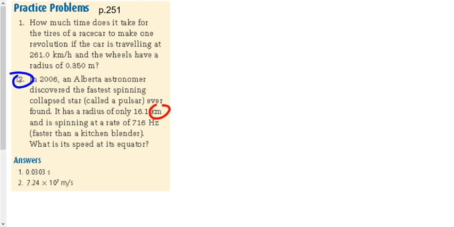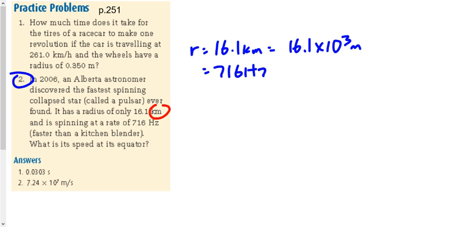All right, we know that the radius is 16.1 kilometers. We can convert that to meters. We can either say, just add 3 decimal places, or we can say 16.1 times 10 to the 3 meters, because a kilometer is times 10 to the 3 meters. So 16.1 times 10 to the 3, or 16,100 meters. What else we got? 716 hertz, what's that? Period or frequency? That's the frequency, and it's in the right unit, so we don't need to convert that.